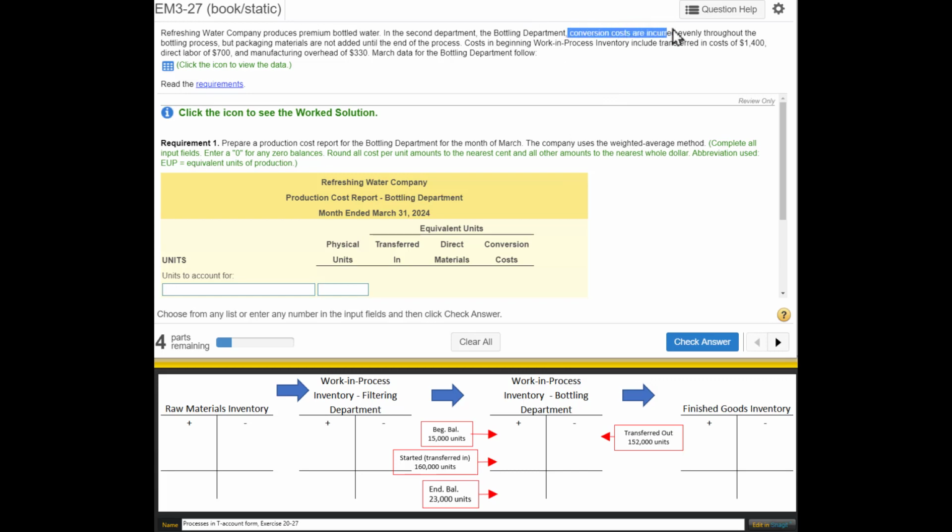So conversion costs are incurred evenly throughout the bottling process, but packaging materials, which would be the bottle, are not added until the end of the process. So what's going on here is when they're bottling their premium water, they take water from their raw materials inventory and it goes into the first process, which is probably the filtering department. I don't think this problem explains what the name of the first department is. But the water gets filtered here, and then once it's done filtering, it's going to transfer into the bottling department. And at the end of this process, it's going to be put into the direct materials, which is the bottle.